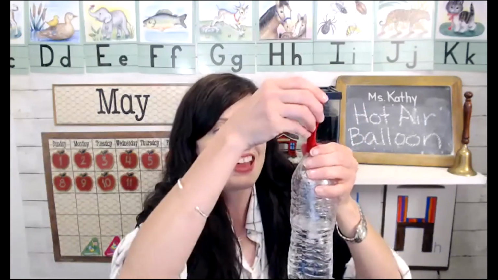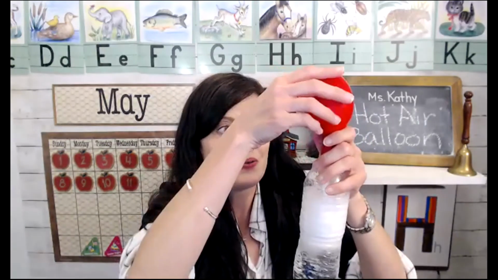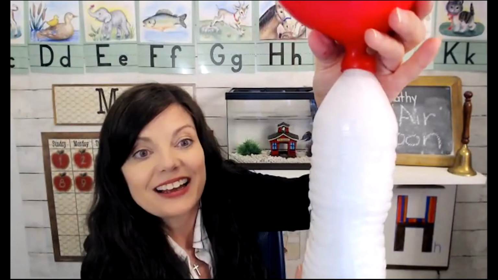You ready? Okay, here we go. Whoa, look at that. The balloon is blowing up. Something's happening inside the bottle. Look at all those bubbles. Wow, it's getting bigger and bigger and bigger. When I mix the vinegar and the baking soda, a chemical reaction happens. Bubbles are formed. Those bubbles are filling the balloon. Whoa, look how big the balloon got.